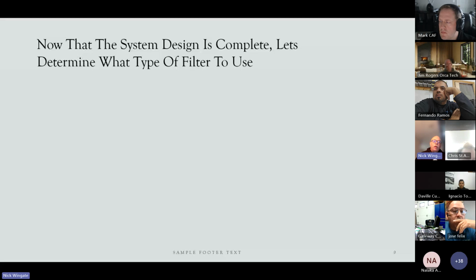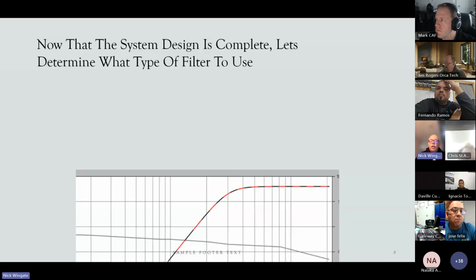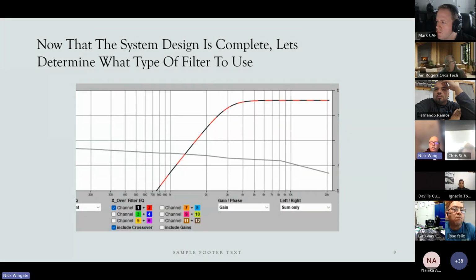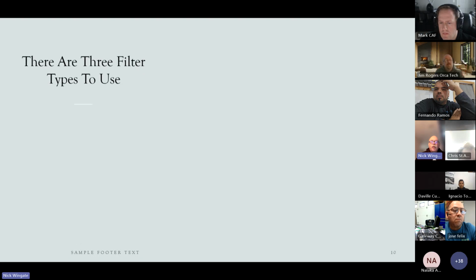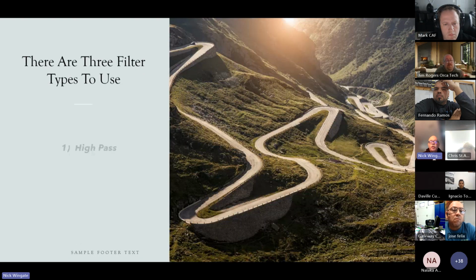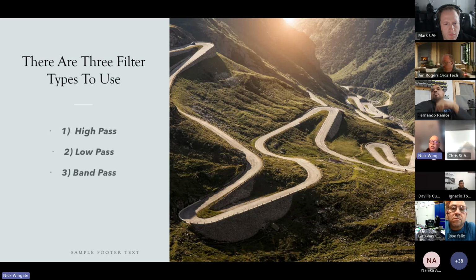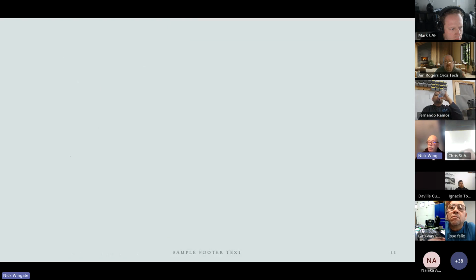And so now that the system design is complete and we have an understanding of what a two-way and a three-way is, let's determine what type of filters to use. If you take a look at this filter in particular, there are these different ones that we're going to be using. We talked about a high pass, we talked about the low pass, and we talked about the band pass. These are the 3 key ones that we're going to be using to build any system, okay?